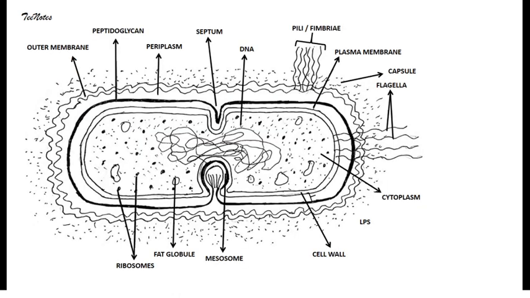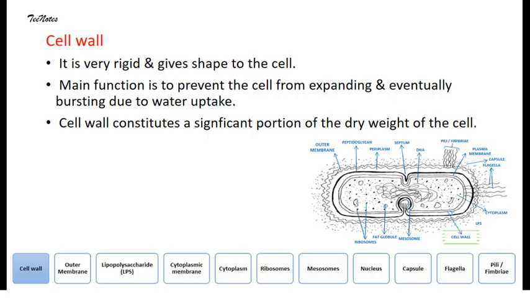This is a bacterial cell. We are going to see its parts in detail. The first one is the cell wall. The cell wall is the external structure in a cell. It's very rigid and gives shape to the cell. Its main function is to prevent the cell from expanding and eventually bursting due to water uptake.